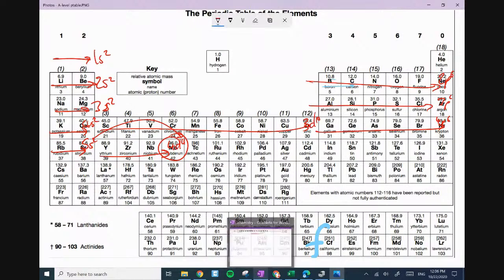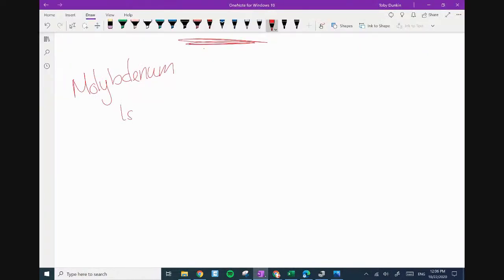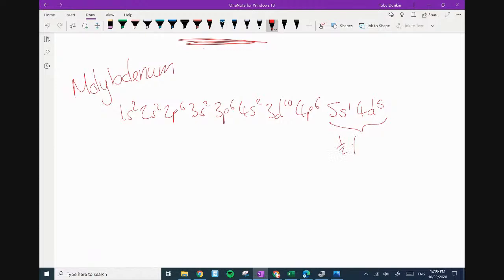It's promoted. Right. 1s2, 2s2, 2p6, 3s2, 3p6, 4s2, 3d10, back to normal, 4p6, 5s1, 4d5. Promotion. Yeah, we've got promotion. Half full stability. There's molybdenum.